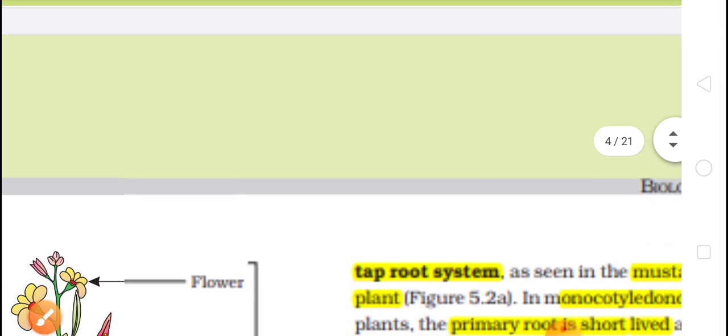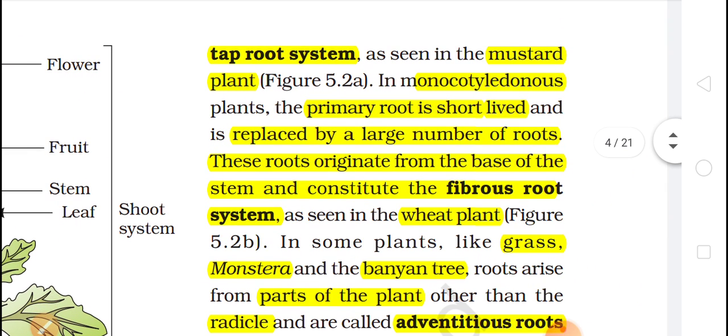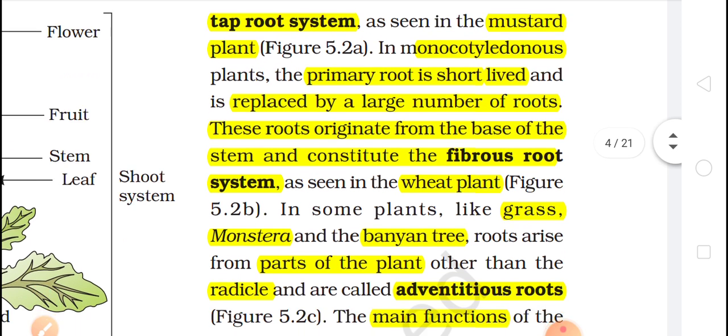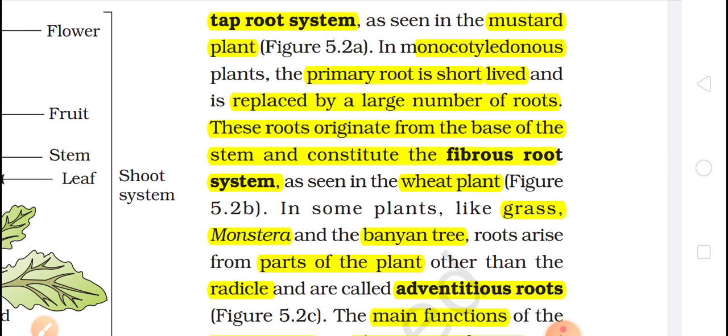Children, in root we have three systems. Number 1, tap root system. Number 2, adventitious root system. And number 3, fibrous root system. So tap root system is simple. The roots develop from radicle and convert into primary roots, then secondary roots, then tertiary roots. So this is tap root system. They grow inwards into the soil.